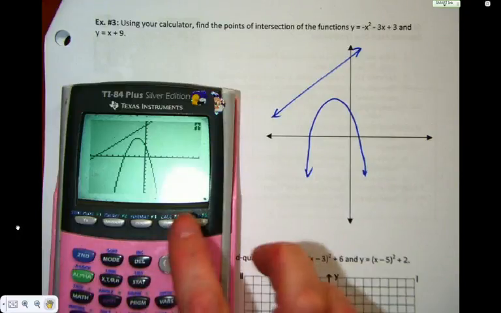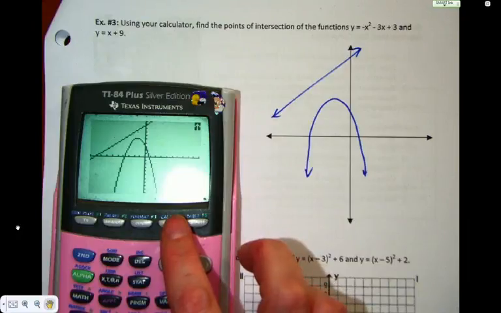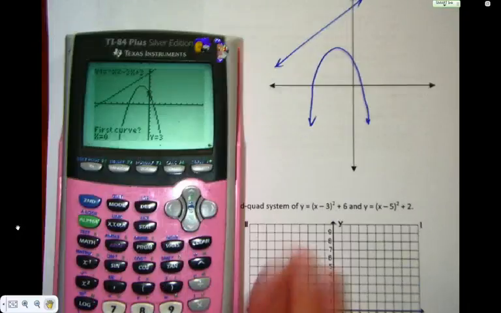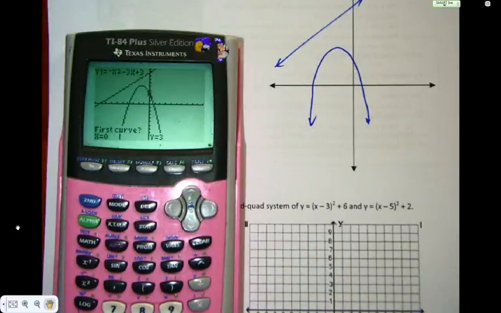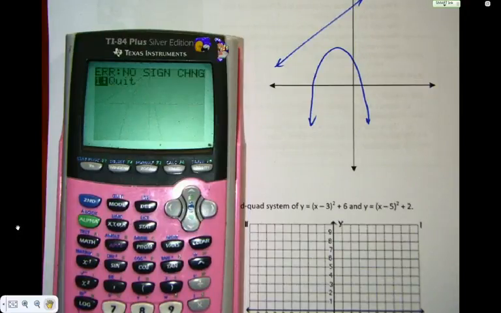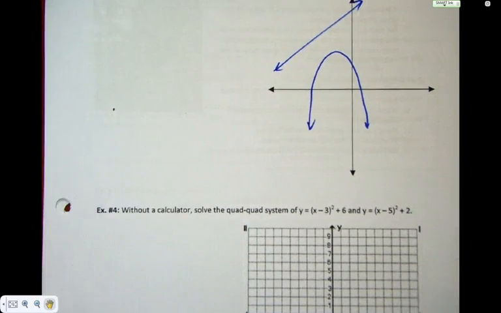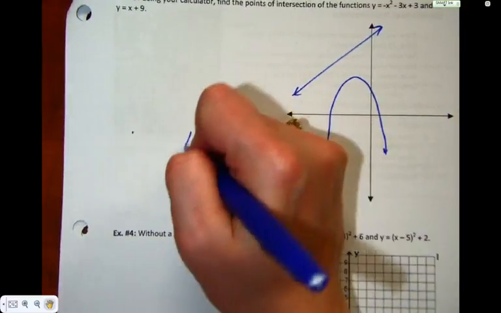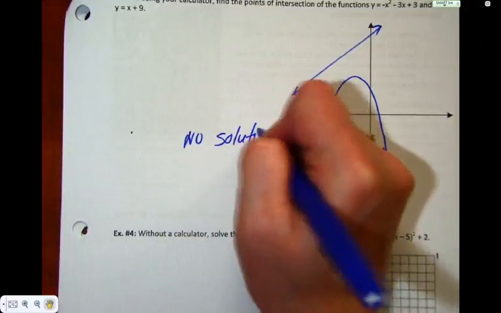Second function, calc, number 5. Enter, enter, enter. Whoa, they don't touch. So what's the calculator trying to tell you? Hey, look at the graph. Can we find an intersection point? No, so we didn't actually need to go through those steps. If we can see from the graph, what's the answer? No solution. They don't cross. No intersection points.